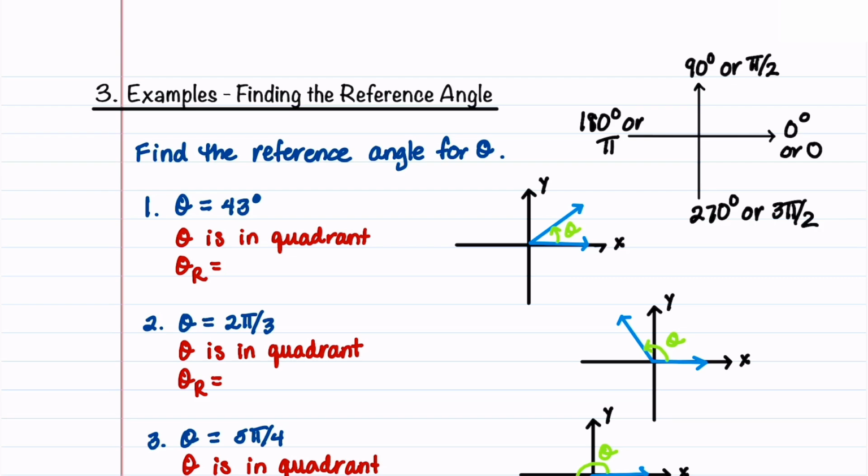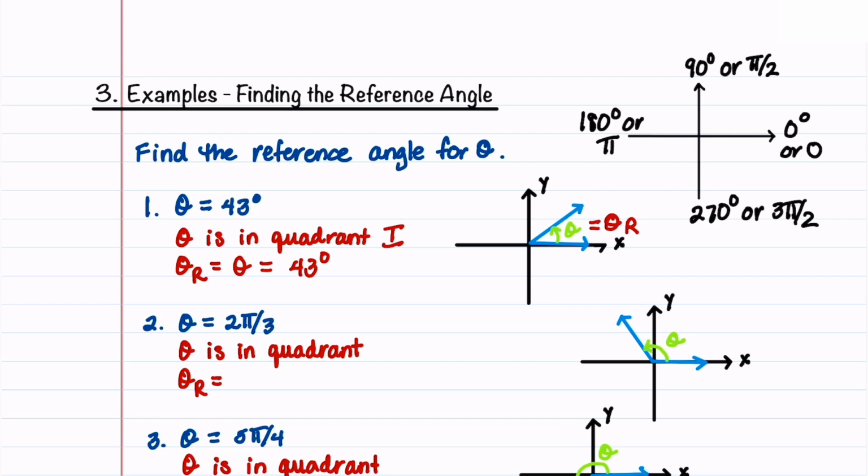So the first thing we do is look at the quadrant. So we know that theta is in quadrant 1, and our theta sub r is equal to theta, which is 43 degrees. And we'll indicate on our graph that theta is equal to theta sub r.